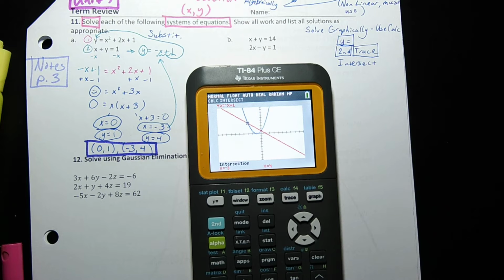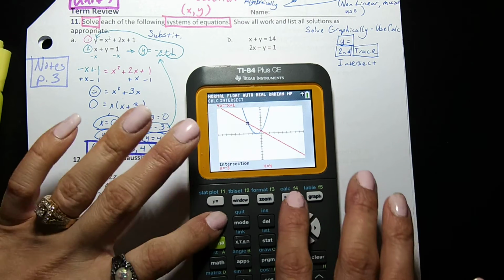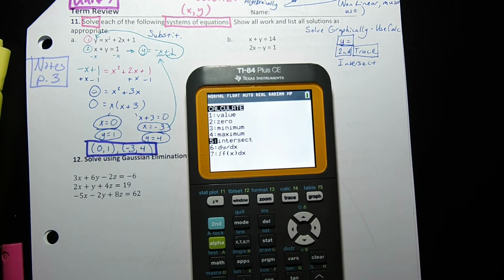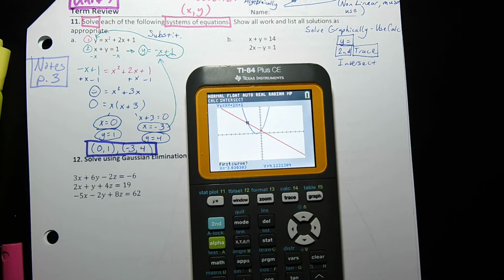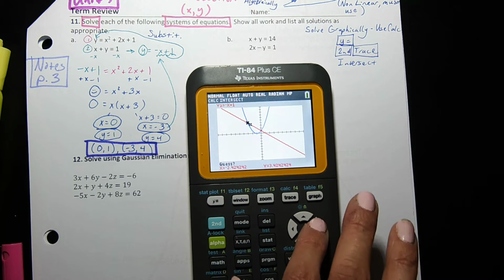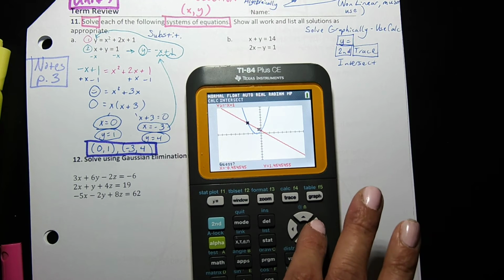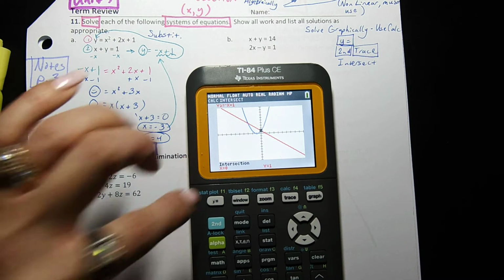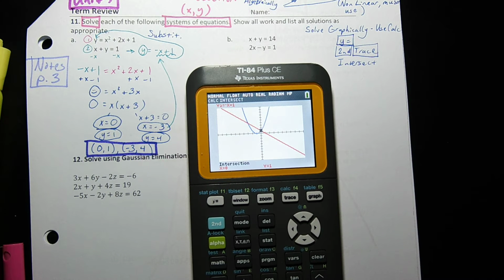And we see negative 3, 4 is definitely a solution. Now, if I want to find the other point, I repeat that process. First curve, enter. Second curve, enter. Guess, we're going to hover closer to the other point. And it tells me the intersection is 0, 1.